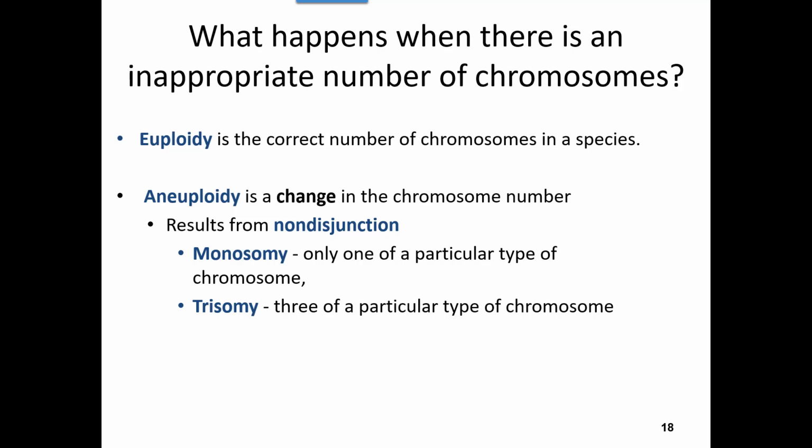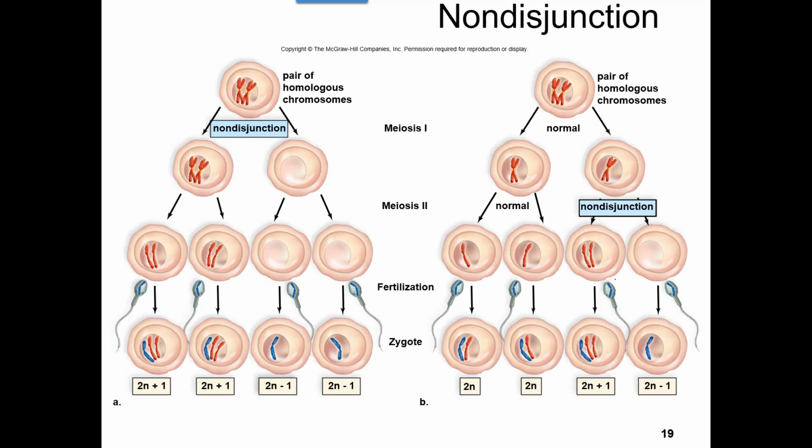So what is this non-disjunction? Well, this is showing if non-disjunction happens in meiosis I. It's an unequal separation. So in meiosis I, we have 2 chromosomes, and at the end of meiosis I, each new cell should have half that. It should have one of these X's in each one. But what if they didn't split? What if the 2 chromosomes went to one side and the other cell didn't get any chromosome?